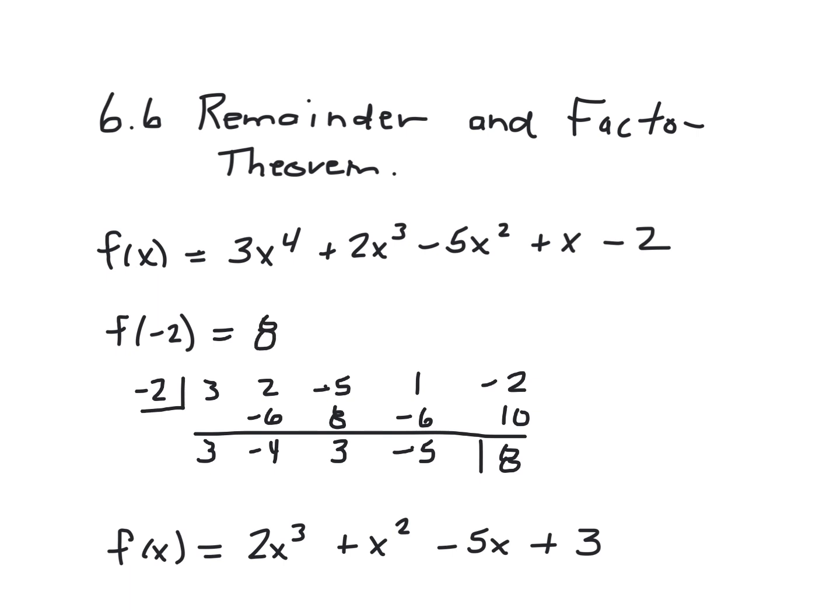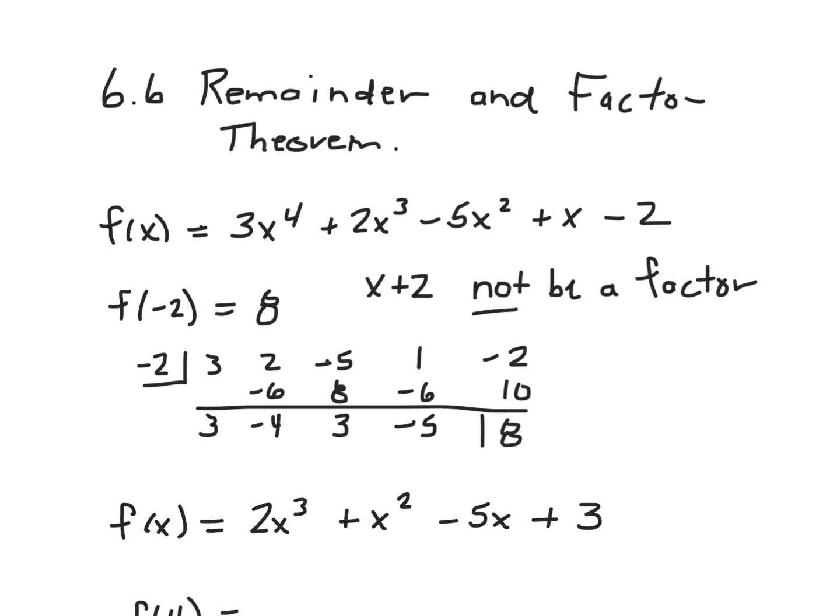All right, now the remainder factor theorem tells me that if there is a remainder of 8, then x plus 2 would not be a factor. It would only be a factor if the remainder would be 0. It would not be a factor because there's a remainder of 8. So we're testing, when we do f of -2, to see if x plus 2 is indeed a factor of that polynomial.